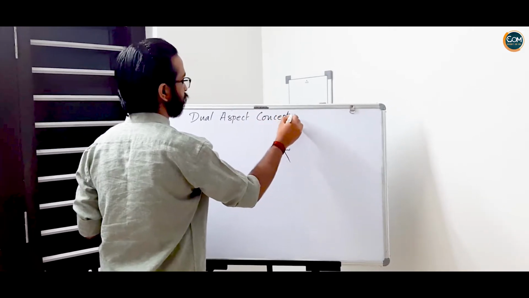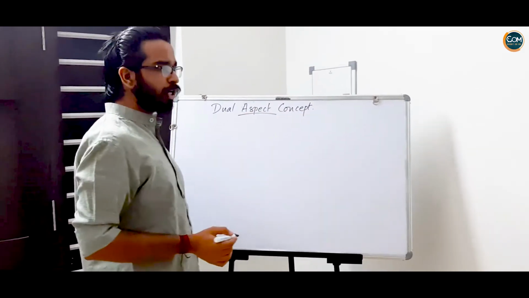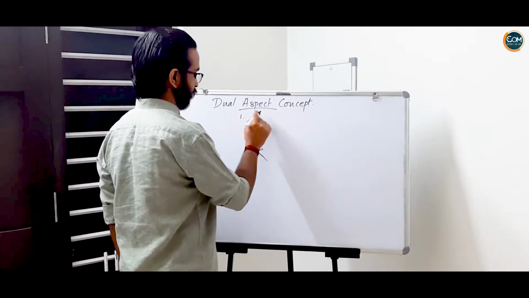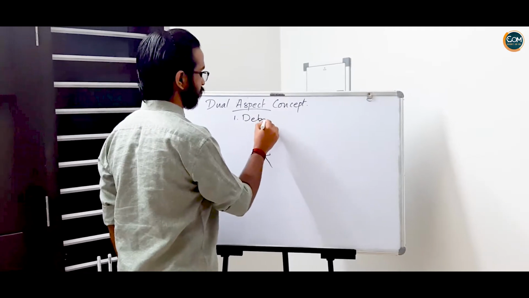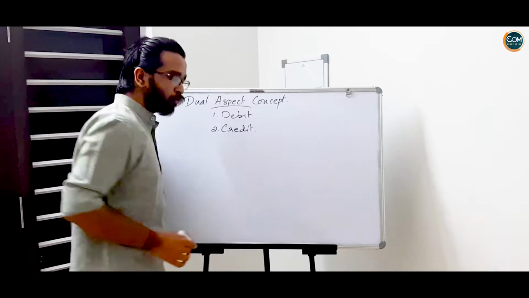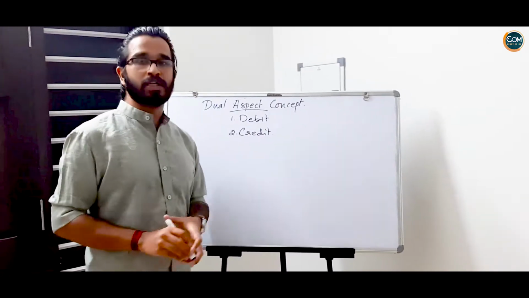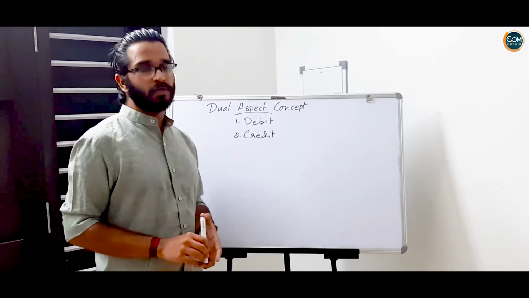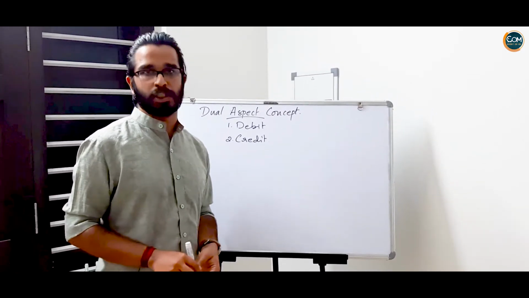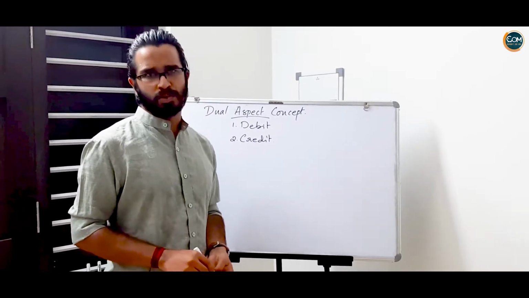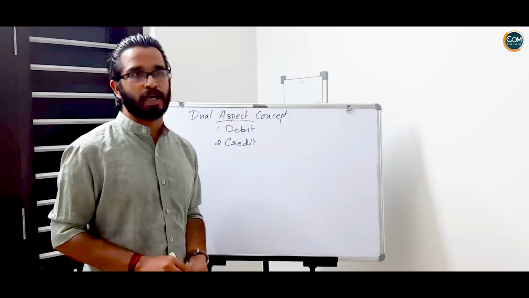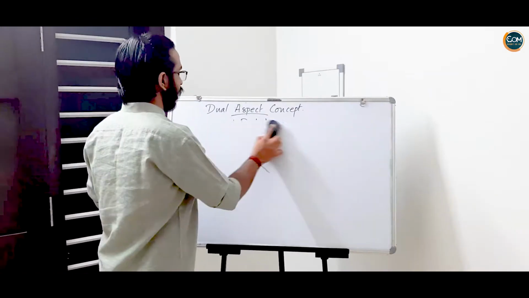The dual aspect concept states that every transaction recorded in an account will have two aspects. One is the debit aspect and the other one is the credit aspect. Some of you may remember that while we were discussing this concept, we named it the accounting equation concept. And why is it so? Let us see why the dual aspect concept is also known as the accounting equation concept.